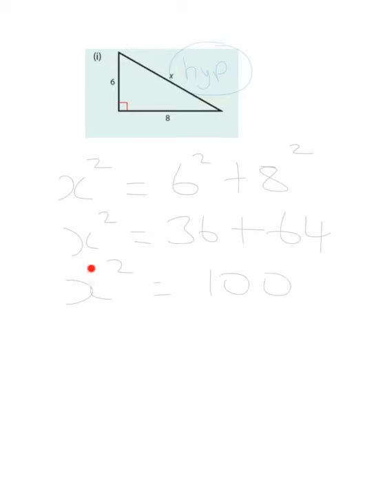Okay, so you're left here now with x squared, but I want to find x. So remember, to get rid of a square, we do the opposite. So we have to get the square root of it. So then x is equal to the square root of 100. So x works out to be 10.